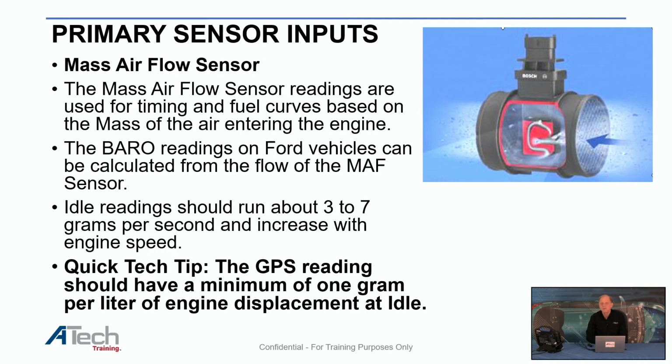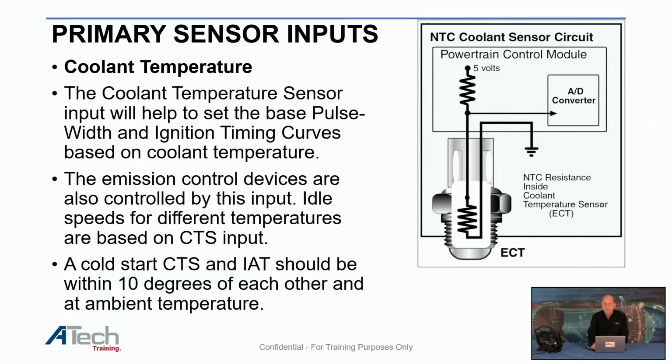But a good key would be 1 gram per liter of displacement at idle, and you want to make sure it's working properly. And as we said before, you want to make sure you use grams per second for the most part, as we saw with this scan tool here. Make sure you've got the proper readings when you're going forward.